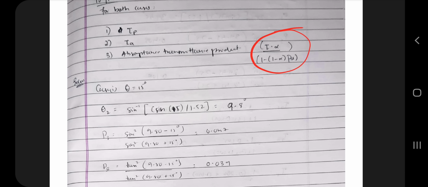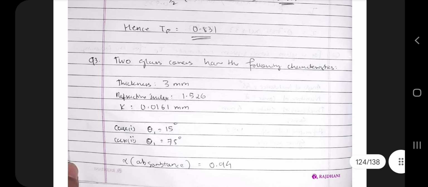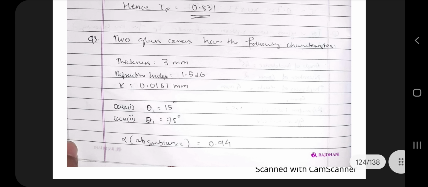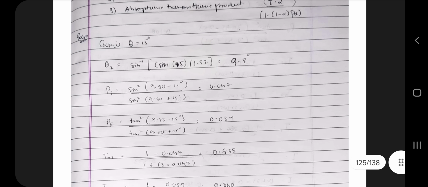For substituting, tau alpha is given to us, PD you have to calculate, and the number of covers is also given to us. If you read this question, the number of covers given is 2 glass covers. So which value will we substitute here? The value for 2 covers, 0.24. So all we have to calculate is the tau value.